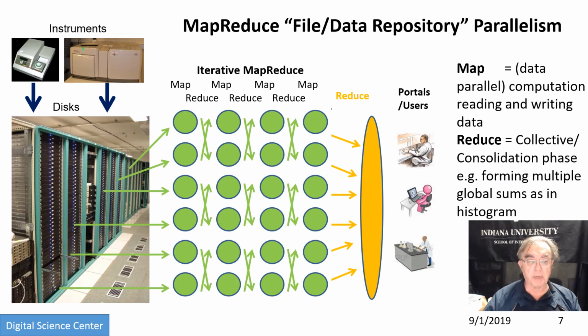Here is a nice picture of MapReduce. We have instruments producing data going to disks. Those disks are then supported by computers. So here we have the computers doing the maps, mapping the data. We have one set of maps, then we do a reduce phase, another set of maps, reduce phase, another set of maps, a big reduce phase, and then the final reduction phase before you get the answer to the users who then make decisions. Here we have DIKW, data, information, knowledge, wisdom, and the final decisions being made here at the portal.